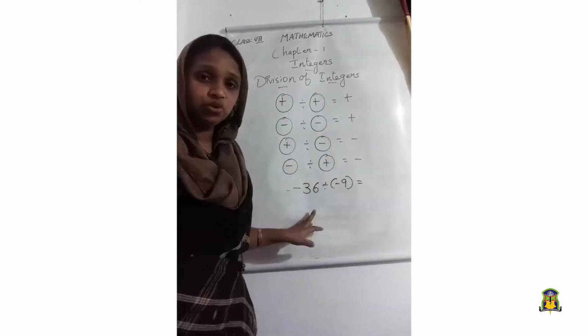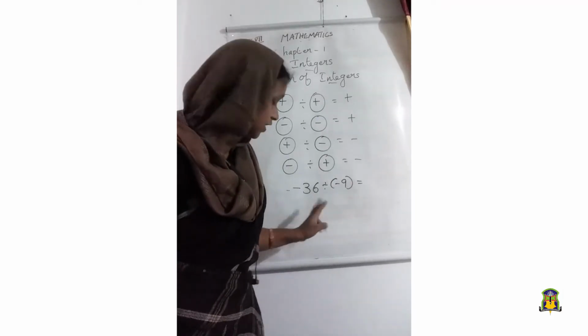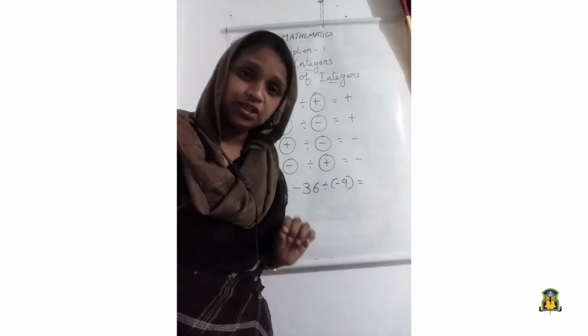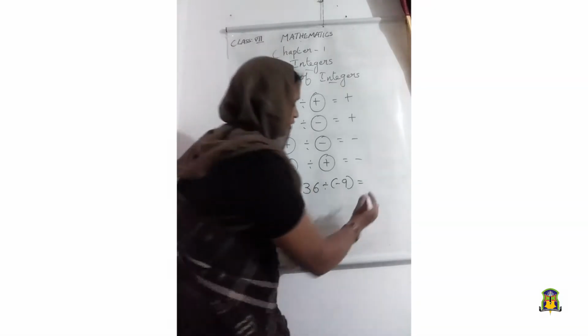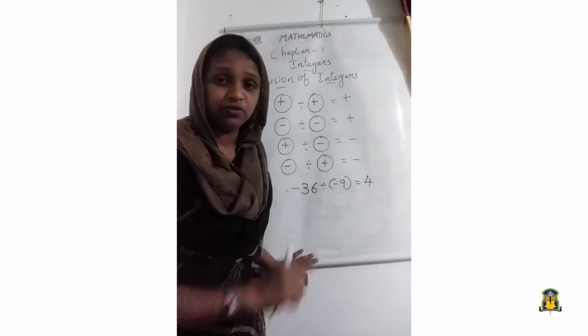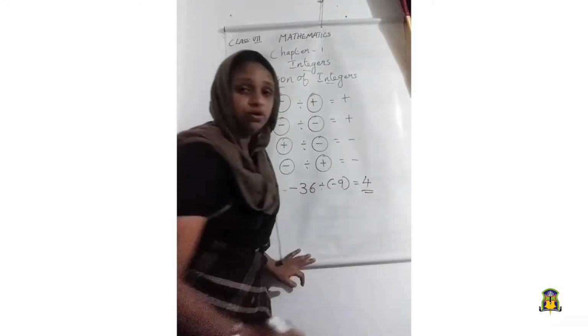For example, here there are two negative integers, negative 36 divided by negative 9. First we divide the whole numbers, 36 divided by 9. We know it is 4. And we know negative divided by negative, the answer is positive. So the answer is positive 4.